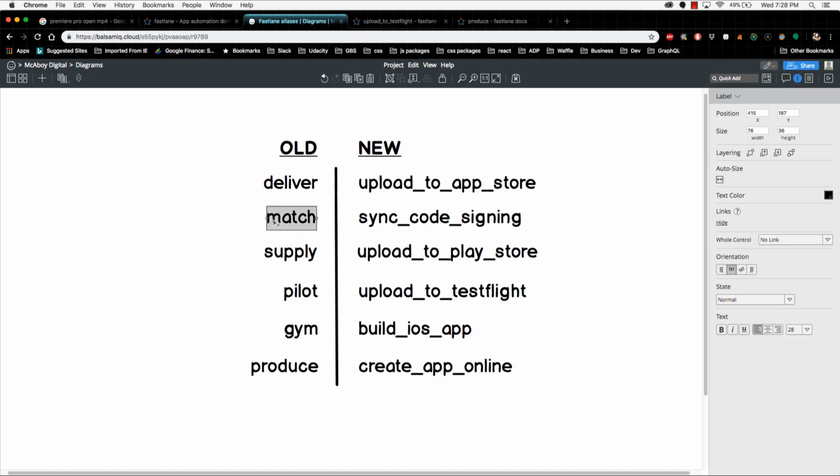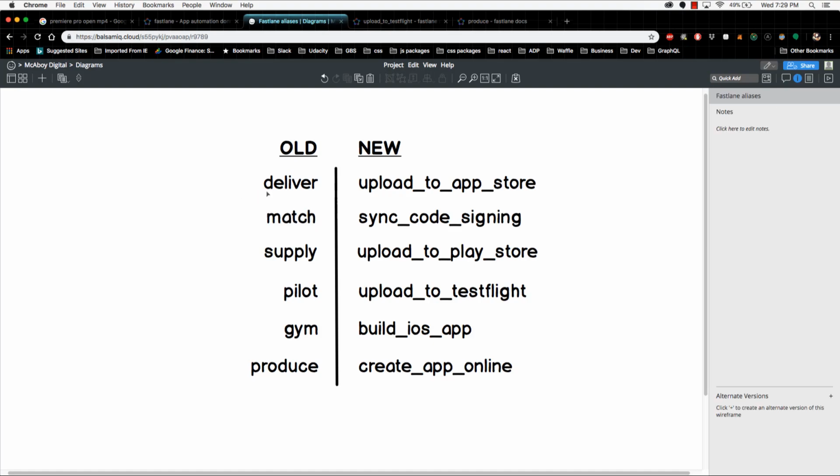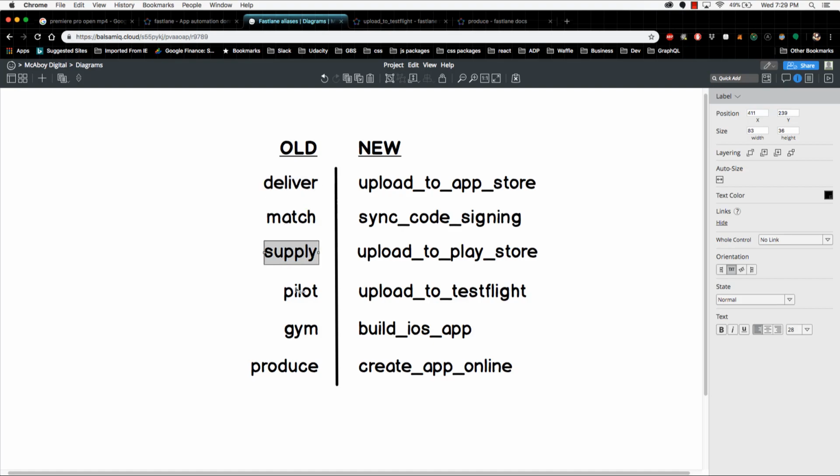For instance, match would essentially sync up all your code signing tools such as your certificates or provisioning profiles. However, they found out that customers got very confused by these terms because they were not very declarative. It wasn't always obvious what each command did. So in some subsequent iterations, they moved into more of a declarative terminology, such as with match, now it's called sync code signing. And so this command is very obvious to what it does.